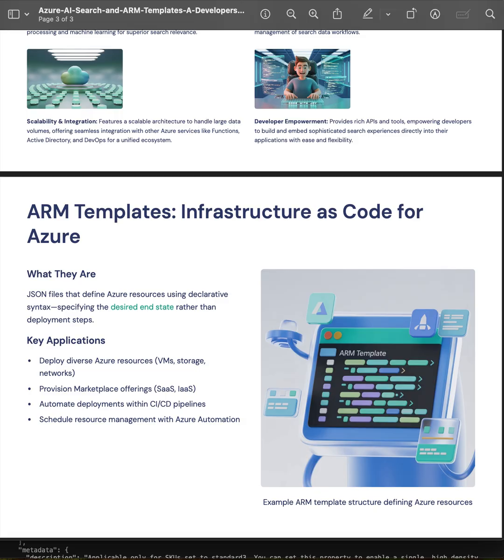ARM templates can be used to deploy a wide variety of Azure resources, including virtual machines, storage accounts, virtual networks, and more. They can also be used to deploy resources from the Azure Marketplace, such as SaaS applications and IaaS offerings. ARM templates are an important part of the Azure DevOps process as they can be used to automate the deployment of resources as part of a CI/CD pipeline. They can be used in conjunction with Azure Automation to automate the deployment and management of resources on a scheduled basis.